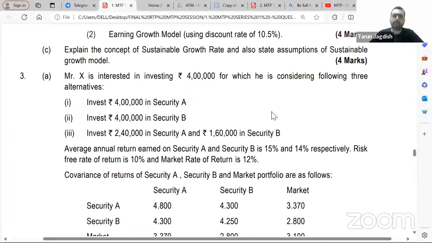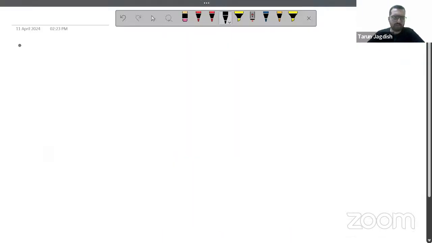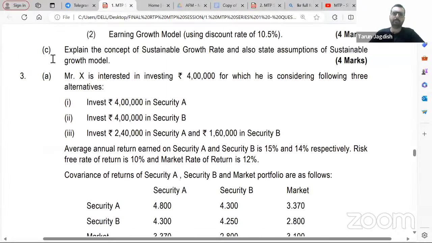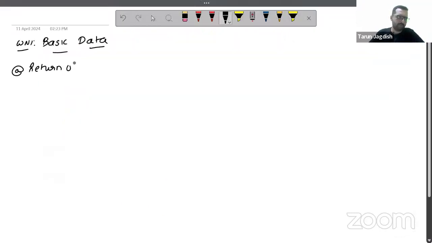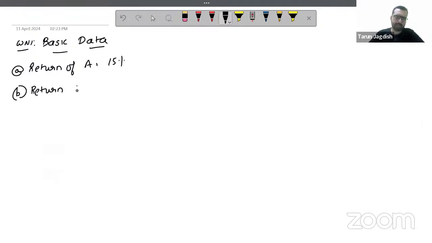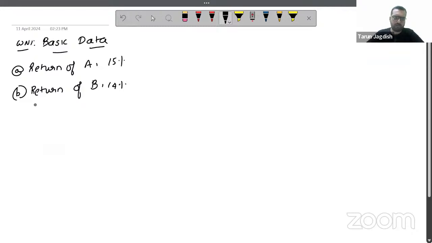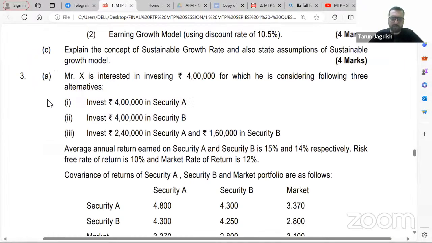All right. They have given you the returns of security A and B as 15% and 14%. RF is given as 10%. RM is given as 12%. So let's put that in the basic data. Working note number 1, basic data. Point number A: return of A is 15%. Then you have return of B. How much is return of B? 14%. All right.